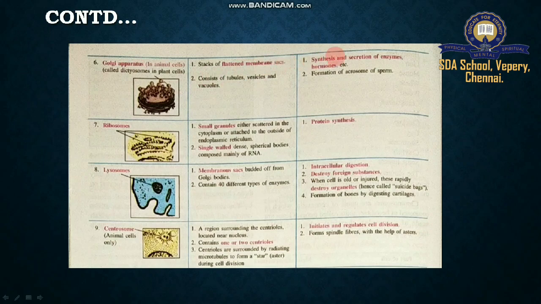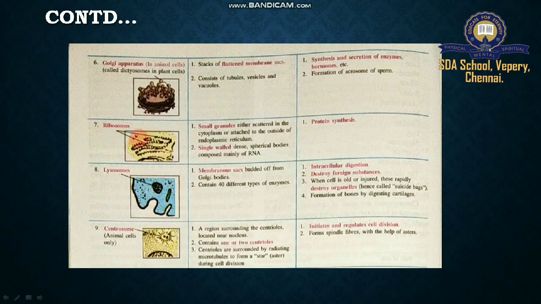The Golgi apparatus's main role is synthesis and secretion of enzymes and hormones. The prime duty of the Golgi apparatus in animal cells, and dictyosomes in plant cells, is synthesis and secretion of enzymes and hormones. The second function is formation of the acrosome of a sperm. What is the acrosome? In the sperm cells of a human male, the tip region is called the acrosome. It has a very good role in penetrating the ovum wall. This acrosome of the sperm is produced with the help of the Golgi apparatus. It's a very important organelle.